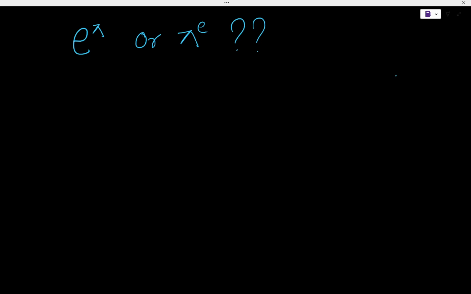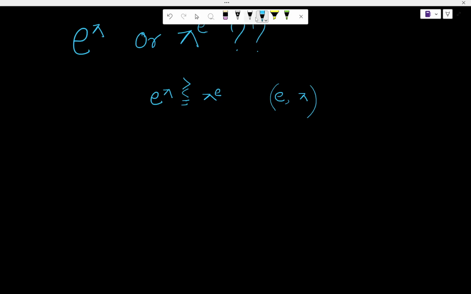The first thing that comes to my mind when I see these two terms, e to the power pi and pi to the power e, is that we basically are dealing with just two numbers, e and pi, and there is some inequality over here: greater than, less than, equal to, something is happening. So for the time being, just for the sake of ease, let me represent that with a question mark.